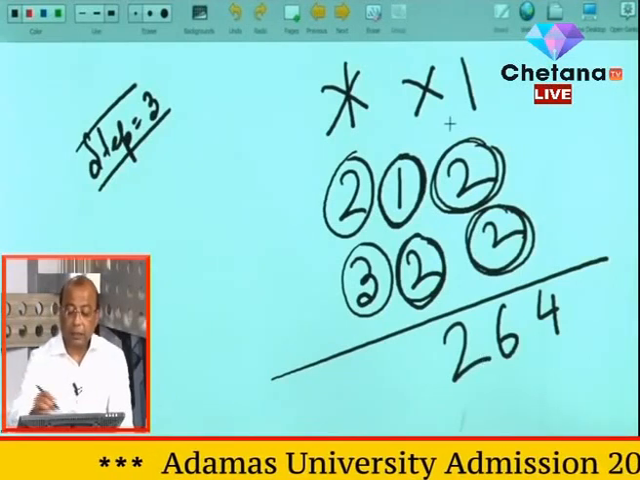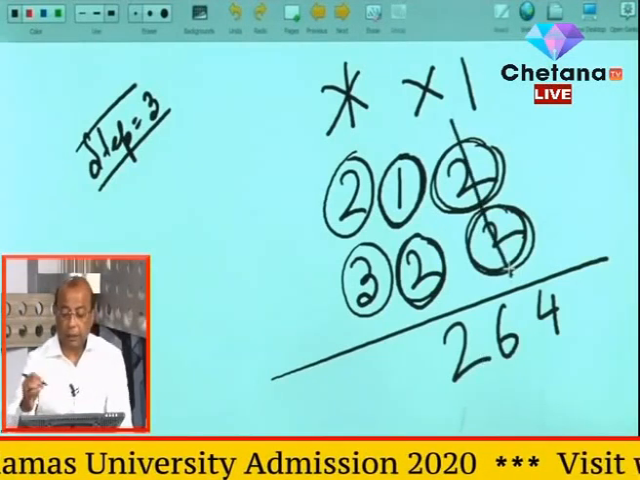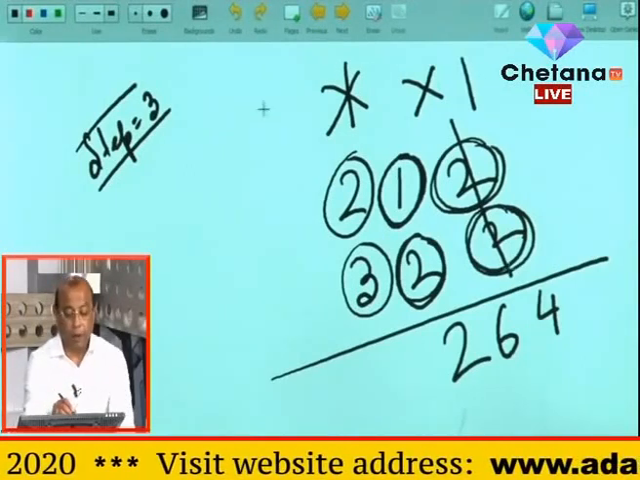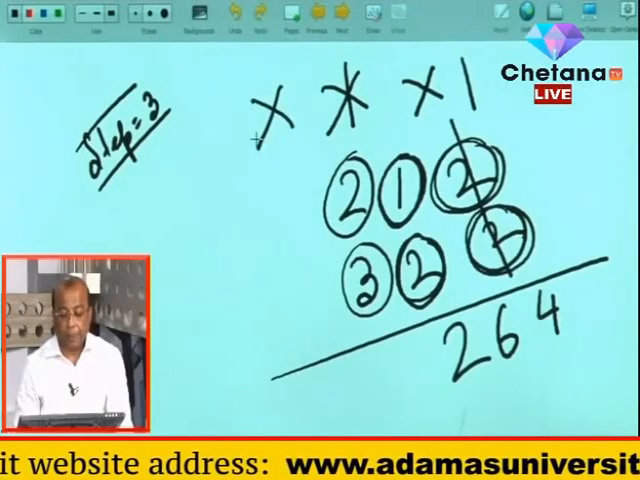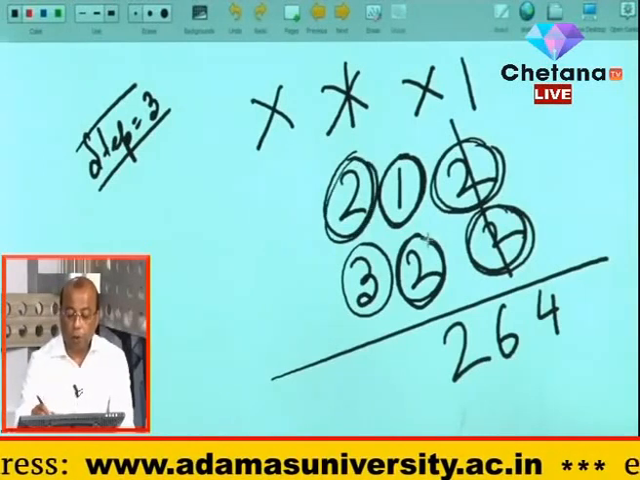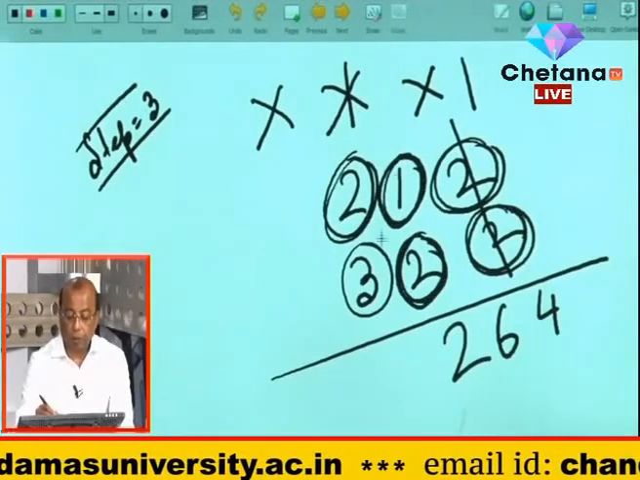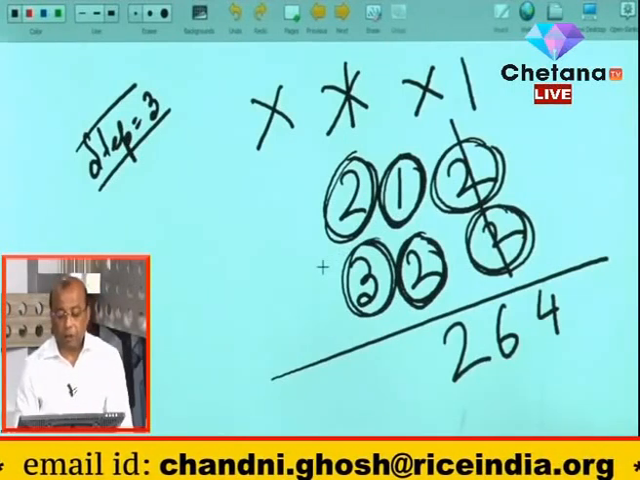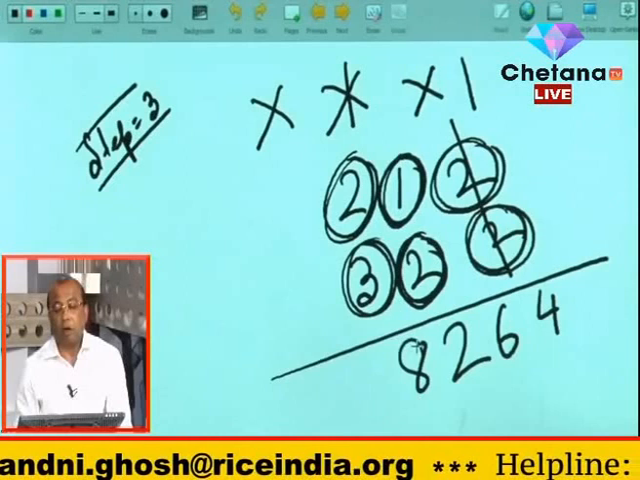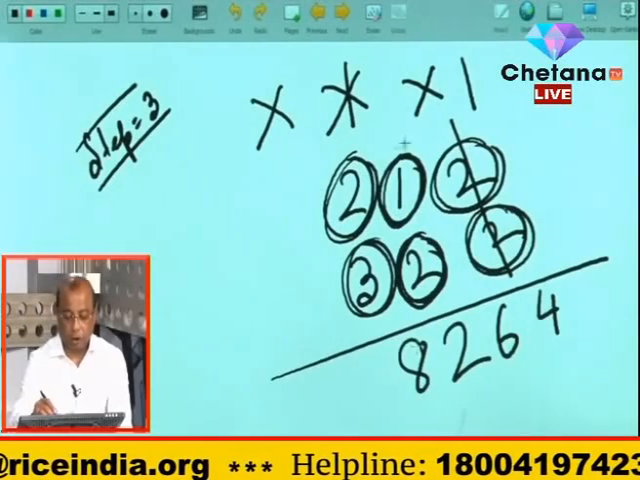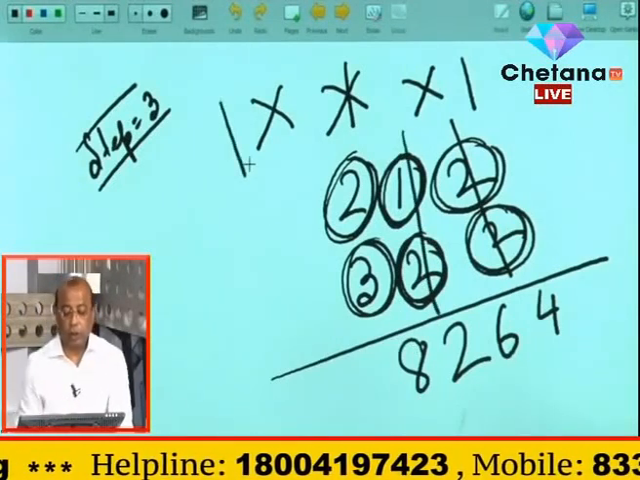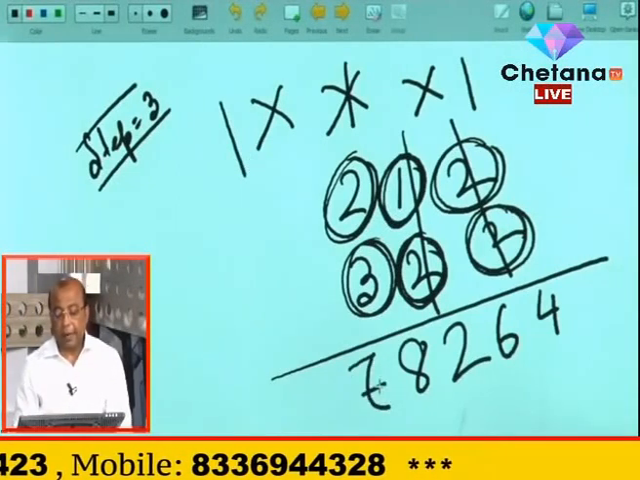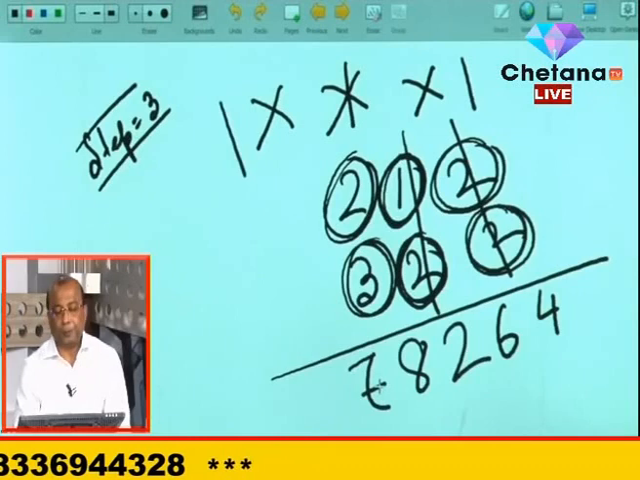Right? After considering the three columns, we will omit the first column. When there are two columns, my symbol will be cross. 2 into 2, 4. 3 into 1, 3. 4 plus 3, 7 plus 1, 8. 1 in hand. Next straight. 3 into 2, 6 plus 1, 7. Answer 78264.